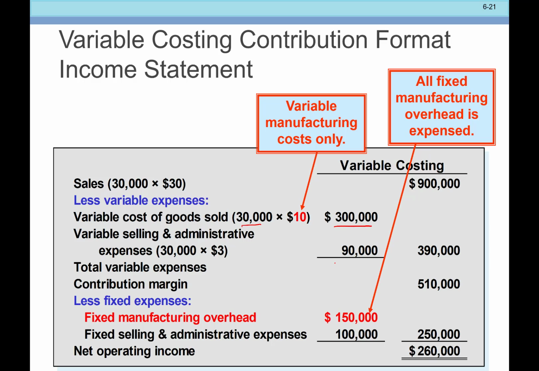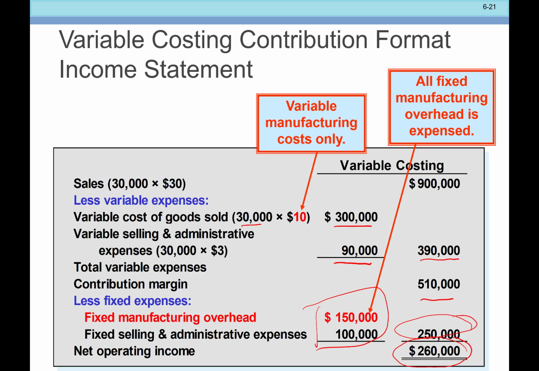My variable selling and administrative, they told me it was $3 per unit. I will always expense those under both methods, right? Both absorption and variable. So I have my variable cost. That gives me my contribution margin. I take out all fixed cost under variable. Does not matter if it is a manufacturing cost or a selling and administrative. I take all fixed costs, right? And that gives me then an operating income of 260.